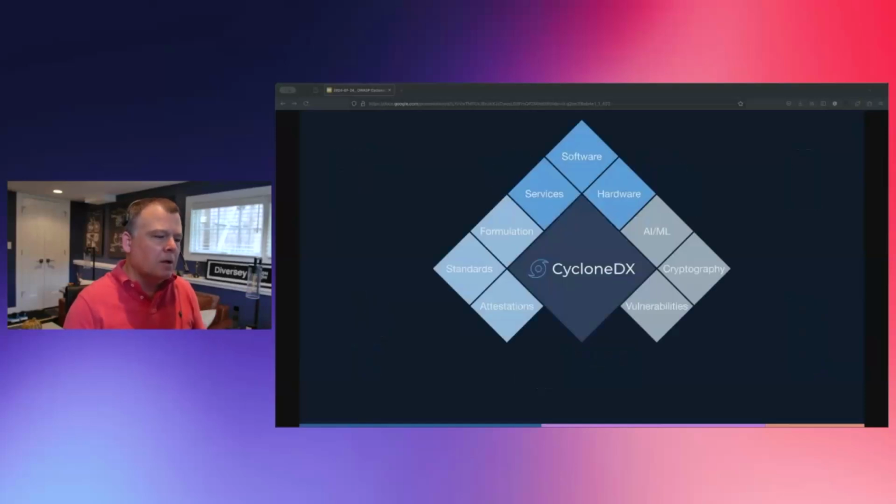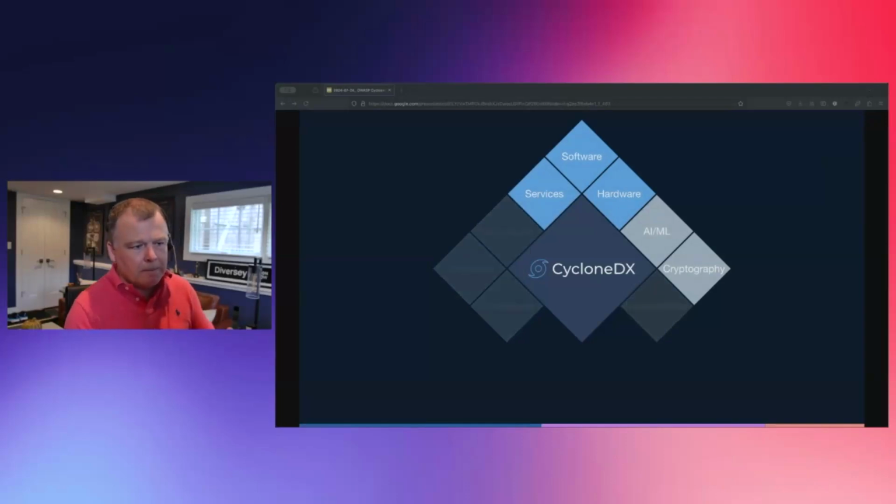In fact, CycloneDX supports services and hardware and AI and ML, and more recently, cryptography. It supports vulnerabilities and how something came to be, or the concept of formulation. It also can represent standards, any given standard, all of the requirements of that standard, and an organization's ability to attest to given standards. So as we see here, it's much more than a simple SBOM format.